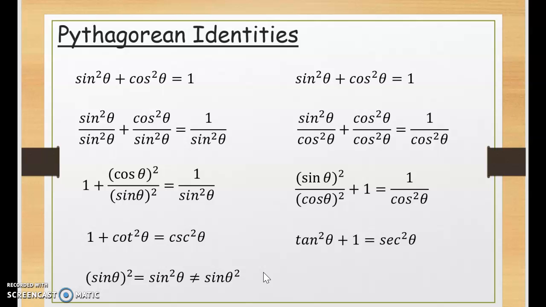And for the rest of the PowerPoint, because I do need room to work, I'm going to be doing that probably on the whiteboard and filming myself, and I'll post the video for those tomorrow. So for tonight, I need you to familiarize yourself with the reciprocal and the ratio identity. Also understand where the Pythagorean identity comes from.